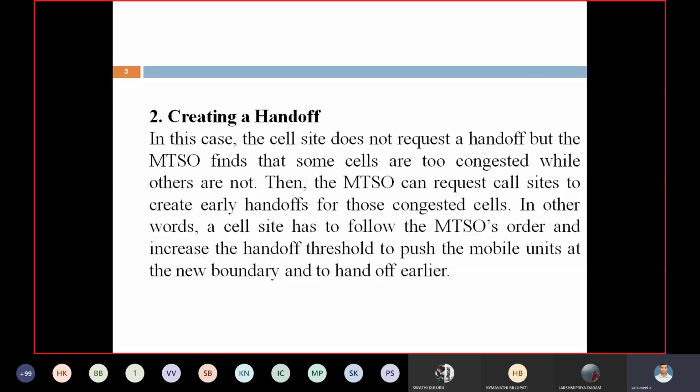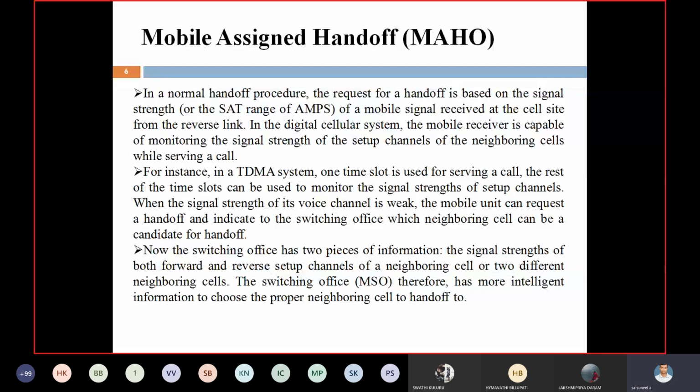In the TDMA system, one time slot is used for the call. The remaining slots are used to monitor the signal strengths of the setup channels. Whenever the signal strength decreases, automatically the mobile unit sends a request signal to the base station and to the MSC or MTSO. The MSC or MTSO allots a new channel to the particular mobile unit. This is about mobile assisted handoff. Right. Next, we discuss inter-system handoff.